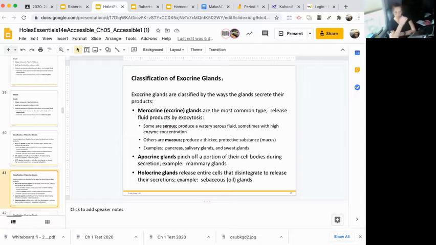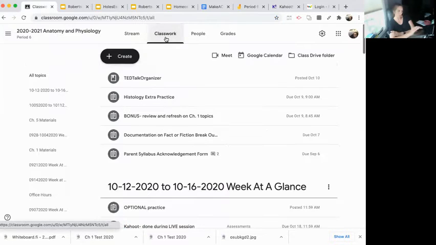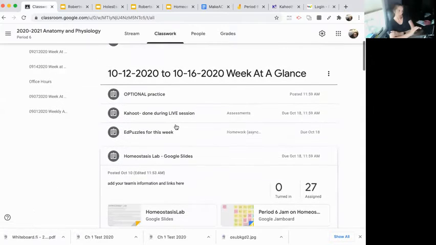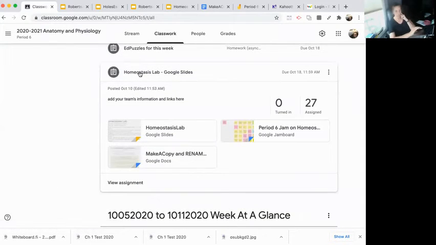And we're going to switch gears to talk about where your lab documents are. So if you're back on that stream page, and make sure you guys can see what I'm doing, you switch to classwork, and you go to this week. I've already opened it, but you go to homeostasis lab, and then there's 3 documents here. There's the Jamboard that we did last time. So if you want to open that and reference that, you can, but we're not going to work on the Jamboard today.